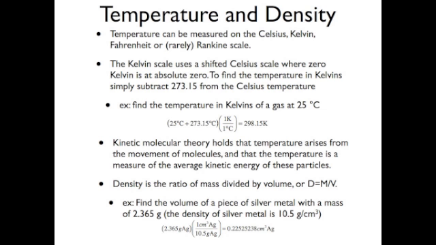You can find the volume of silver if you have a mass of 2.365 grams and a density of 10.5 grams per cubic centimeter. You can set up a nice little equation here where the grams cancel in the numerator and denominator, and you're left with cubic centimeters, and that gives you 0.225 cubic centimeters of silver. So that's how you use that formula.